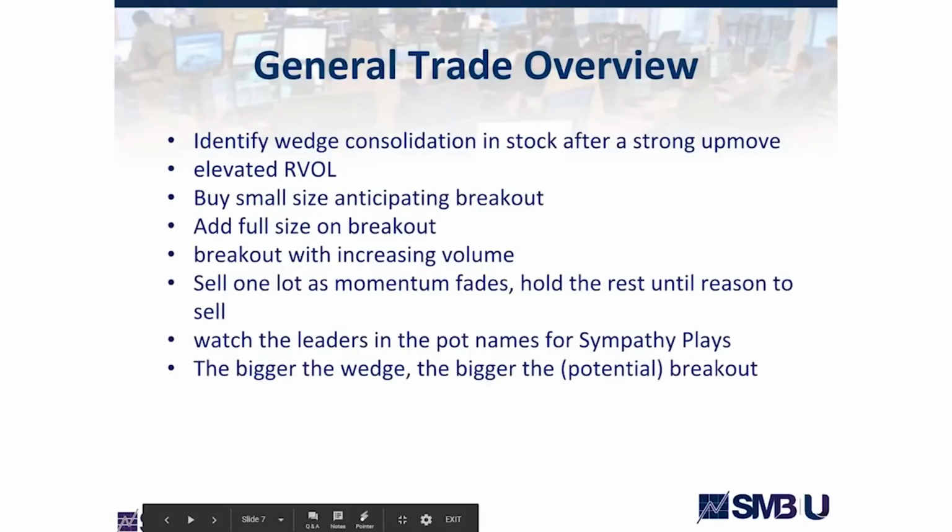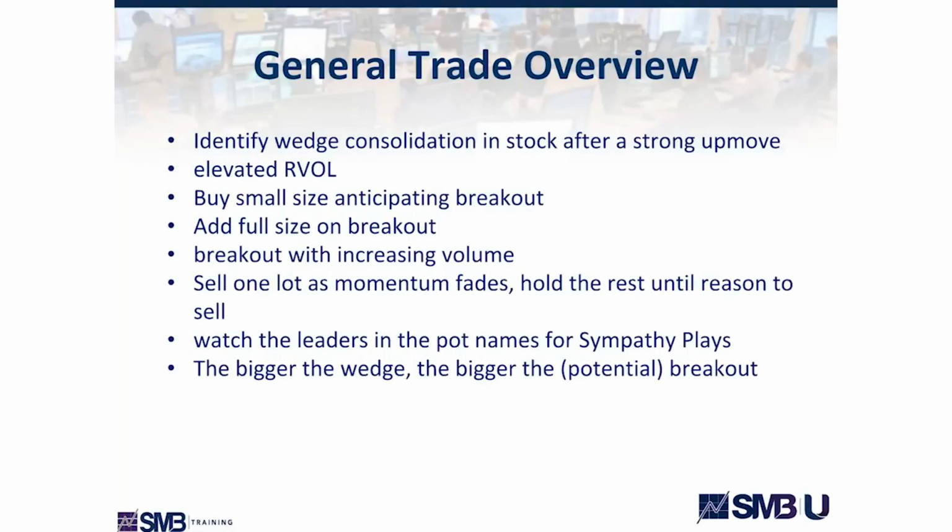Go ahead. So the general trade overview, love actually doing this. We're going to talk about the specific trade in a little bit, but I also like to think about if we were to make this trade 1,000 times, what would be our general outline for how we would attack this trade? And so our general trade overview in this particular trade is we want to identify a wedge consolidation in a stock after a strong up move. We want to see elevated RVOL, relative volume. We want to buy small, anticipating the breakout. When we see that wedge pattern, we want to add full size in the breakout.